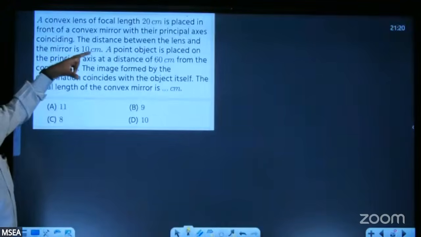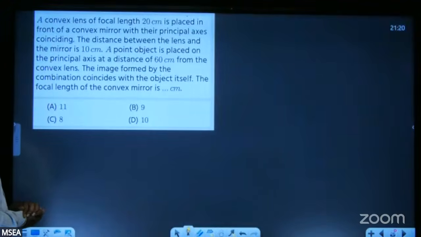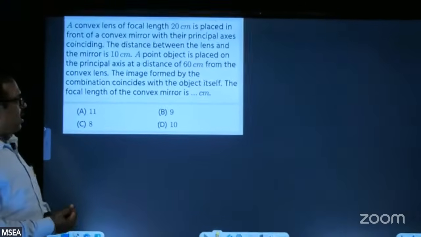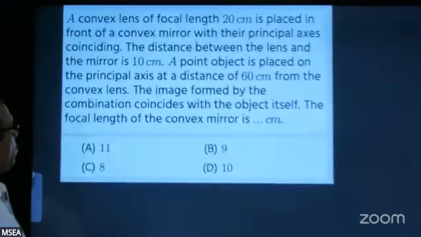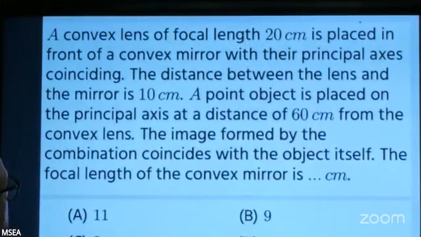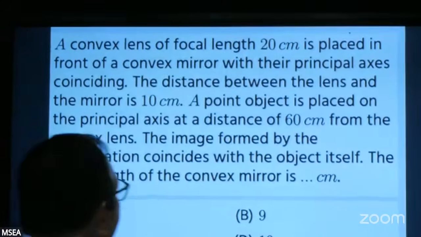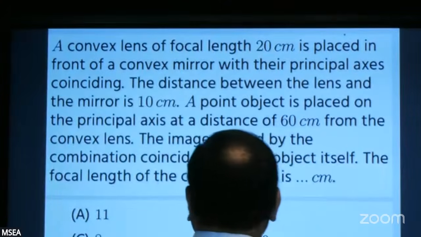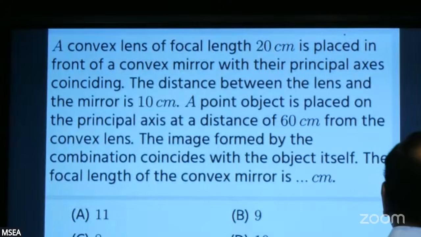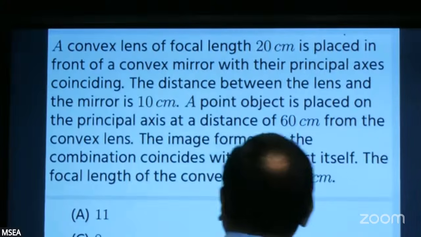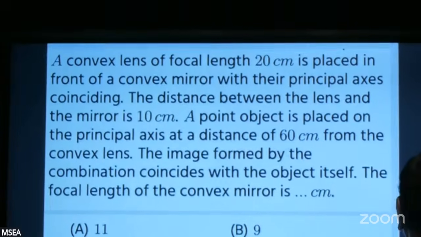A convex lens of focal length 20 centimeters is placed in front of a convex mirror with their principal axis coinciding. The distance between the lens and the mirror is 10 centimeters. So now let us take a convex lens. This is the convex lens. So focal length is 20 centimeters.